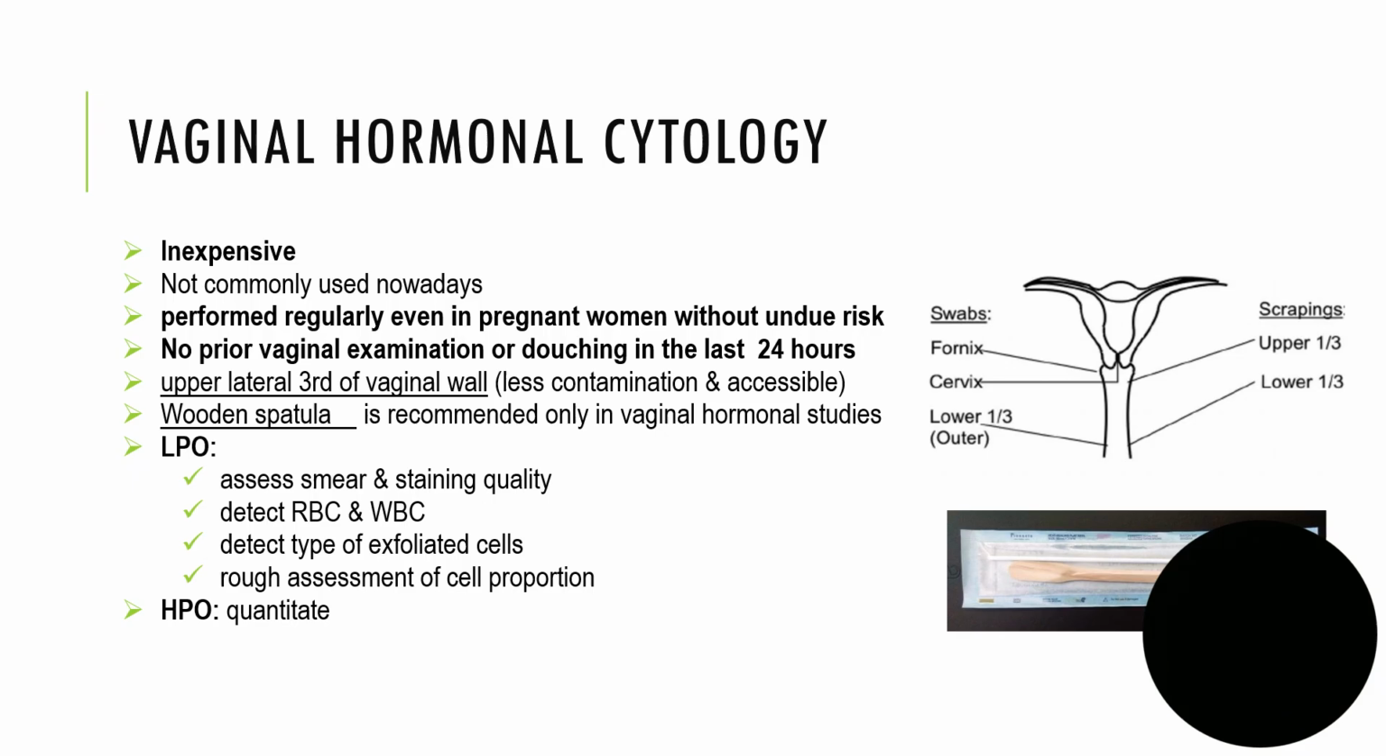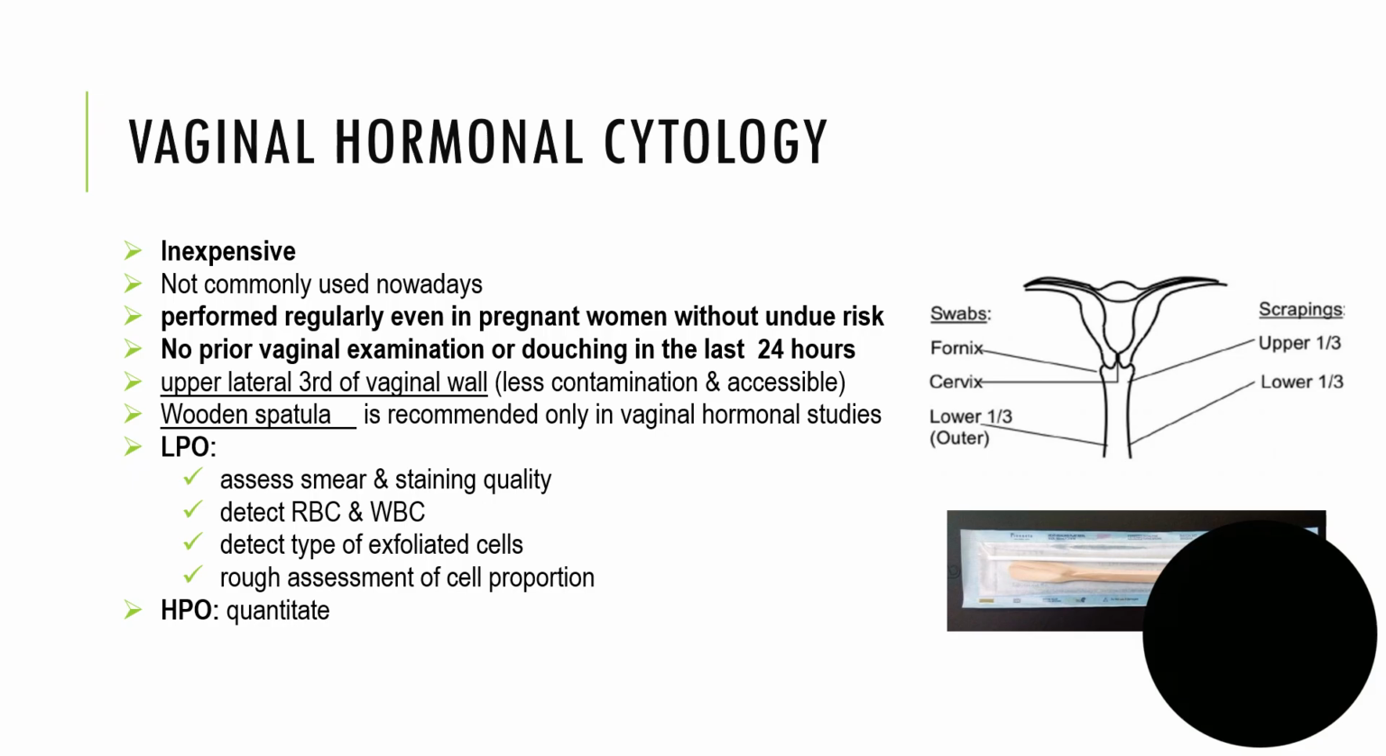The specimen is taken from the upper lateral third of the vaginal wall, a location that is less prone to contamination, more accessible, and most responsive to hormonal changes. An important instrument-specific note that I can give you here is the wooden spatula. It is recommended only for vaginal hormonal studies. For all other purposes, other collection instruments should be used.